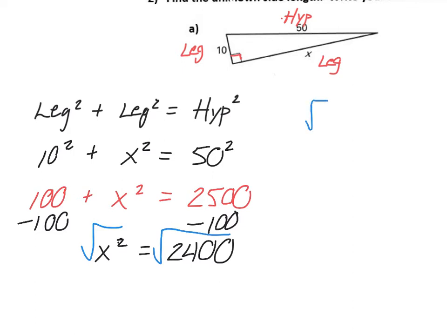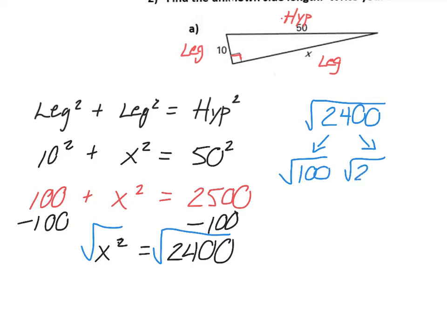So what I want to try to do is break down 2400 into any perfect squares. So one I can see right away is I notice that 100 is a factor of 2400. So 100 times 24, that would leave me with 2400. But I do know that the square root of 100 is 10. So that number is going to move outside of my square root, or outside of my radical.